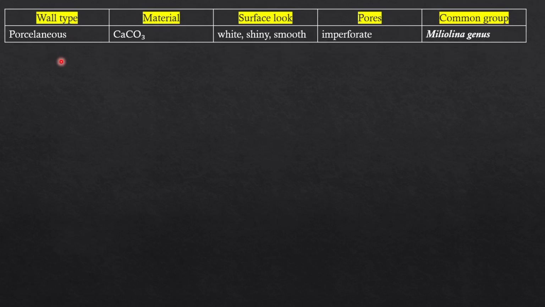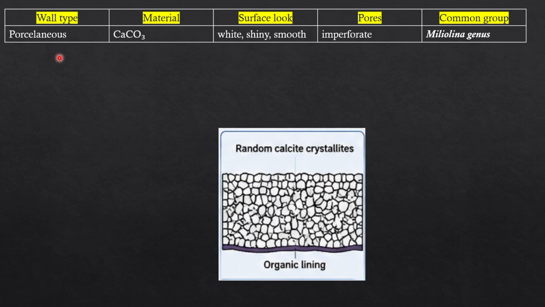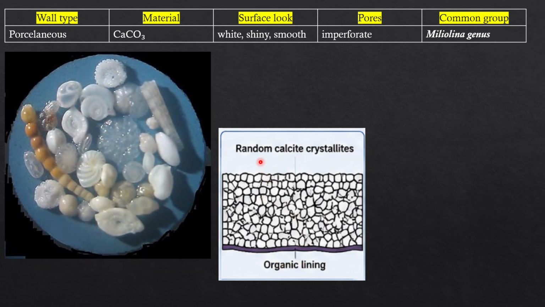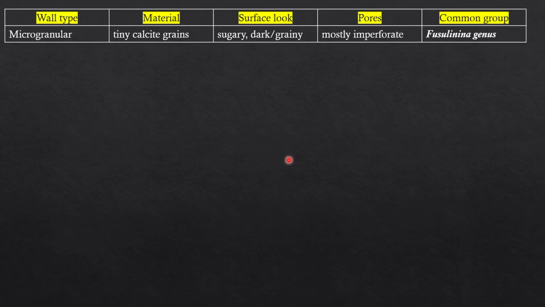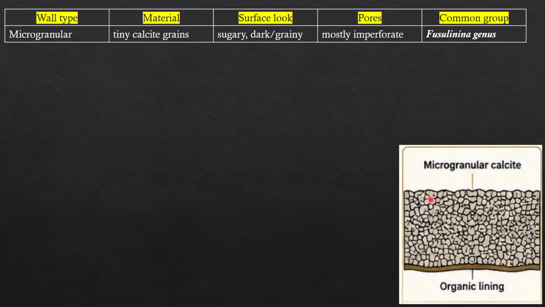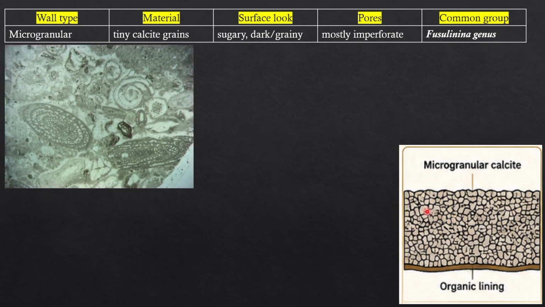agglutinated test wall type. Another is porcelaneous, which is glassy-like, and in this glassy-like wall above the organic layer, the calcite crystallizes in different forms. Another is the microgranular, in which we can see the Fusulinid genus. These micro granules give a sugary texture to the outer surface of the chamber. They are mostly imperforate. Imperforate means they do not pass any fluid. You can see the fusulinids in the thin section coming from a formation in Pakistan.